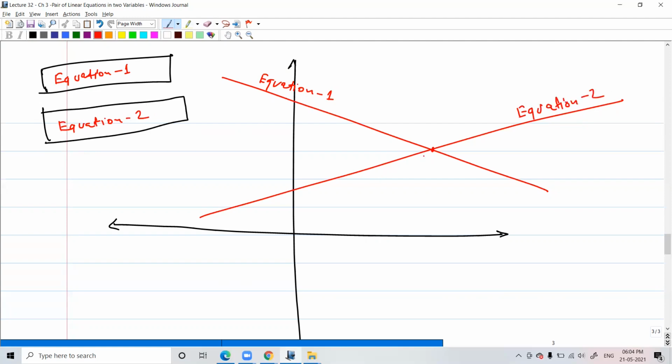So there is a possibility, right? They will meet at some point. Can they meet at two different points? Any two straight lines, can they meet at 2 points? Is it possible for two different straight lines to meet at 2 points? No, sir. No, right? If they meet, they can meet only at 1 point.